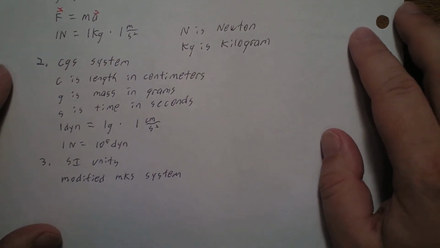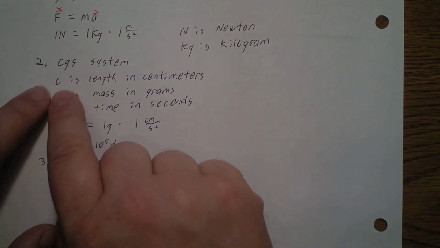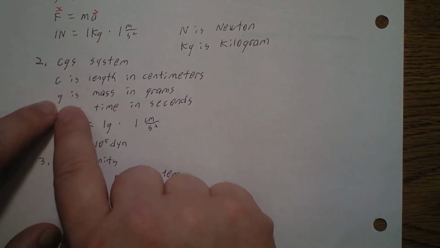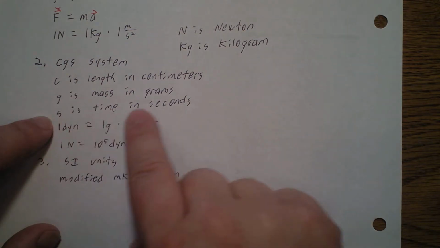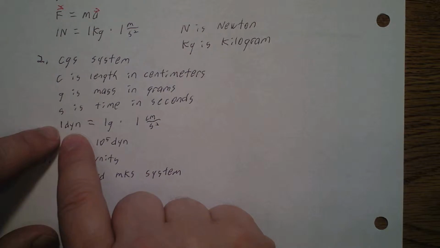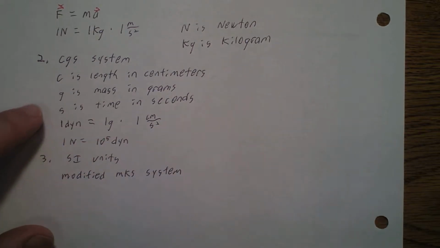Another unit system is the CGS system. Lowercase c is not the speed of light now, it's the length in centimeters. Lowercase g is not gravity in this context, it's the mass in grams. And the lowercase s in this context is still the time in seconds. So the unit for force in the CGS system is the dyne. So 1 dyne is equal to 1 gram times 1 centimeter per second squared.